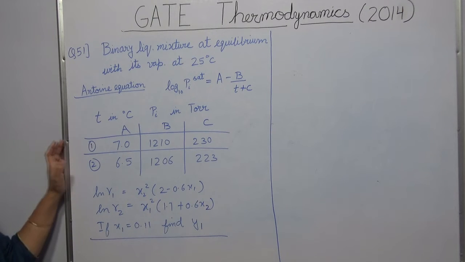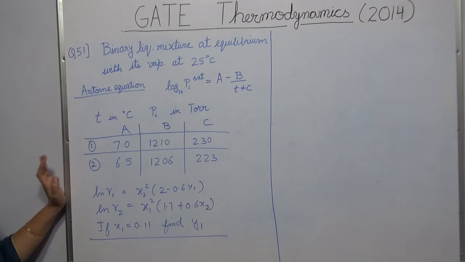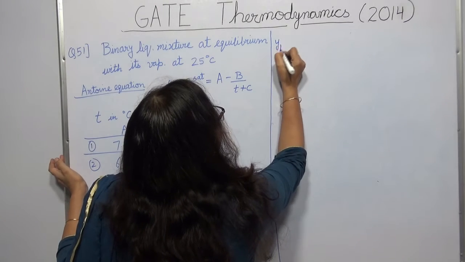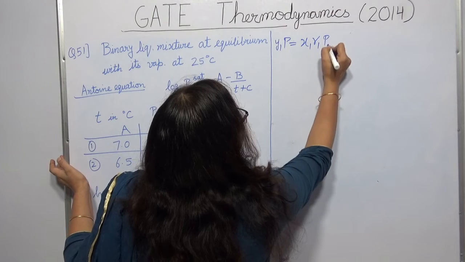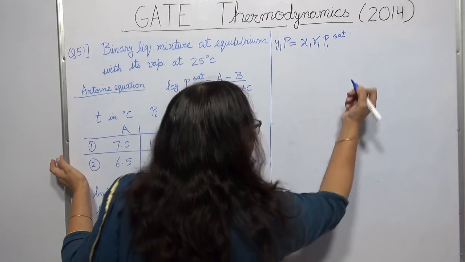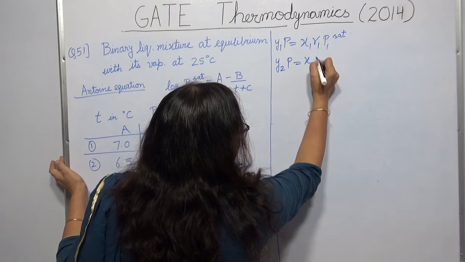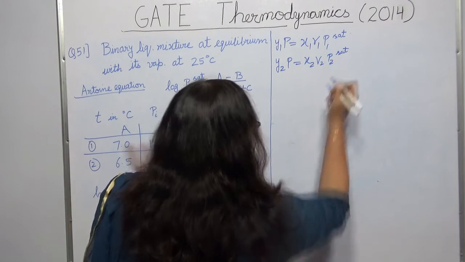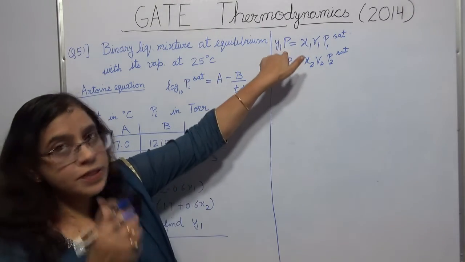So I have told you these questions are solved using Raoult's law. First of all we will write Raoult's law for both the components. Okay. So I am going to write y1 P, that is equal to x1 gamma 1 P1 saturation. Similarly, I can write y2 P, that is equal to x2 gamma 2 P2 saturation. Okay. Now in order to find y1, I am going to use this equation.